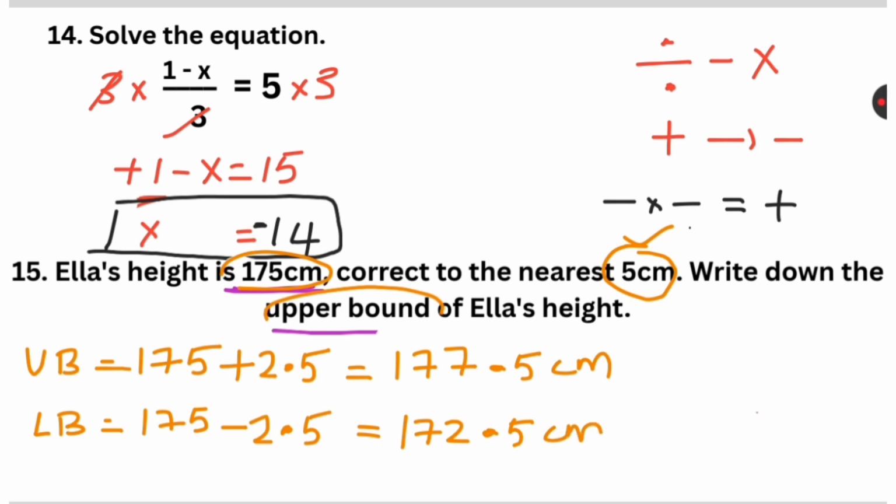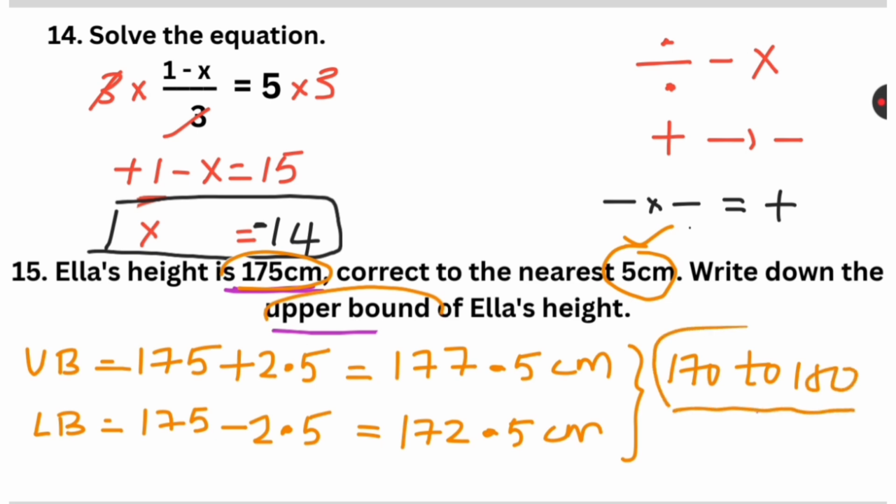See, this 177.5 and 172.5 are within the range in between 170 to 180, isn't it? So in between this range we found the upper bound and lower bound. This is the correct way to do. Let's go to the next question.